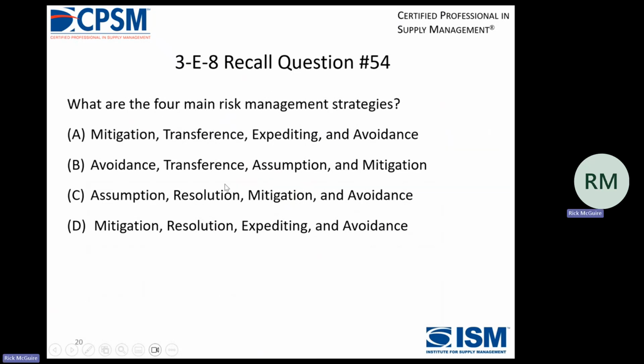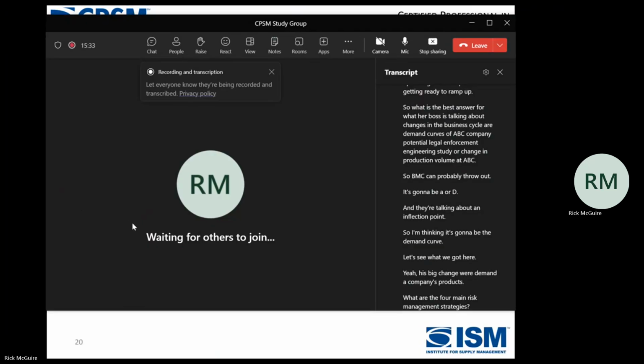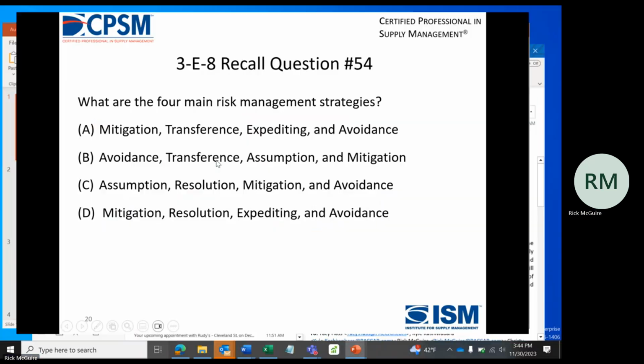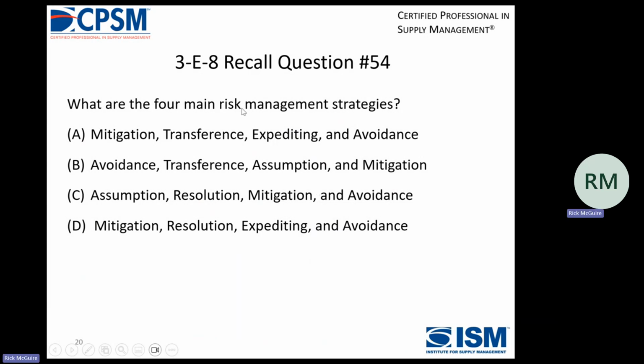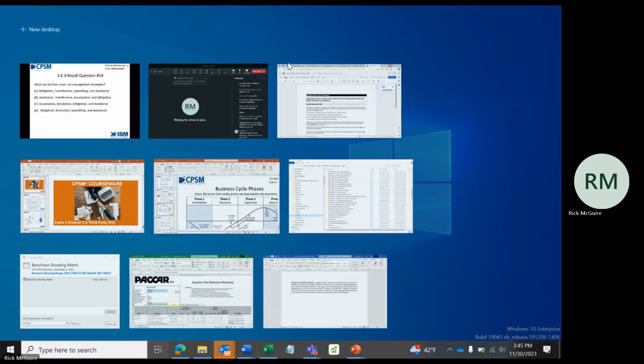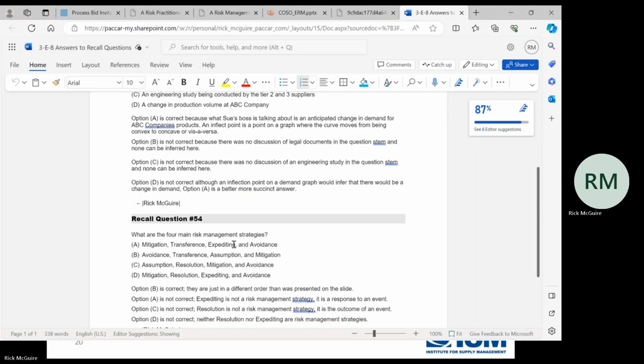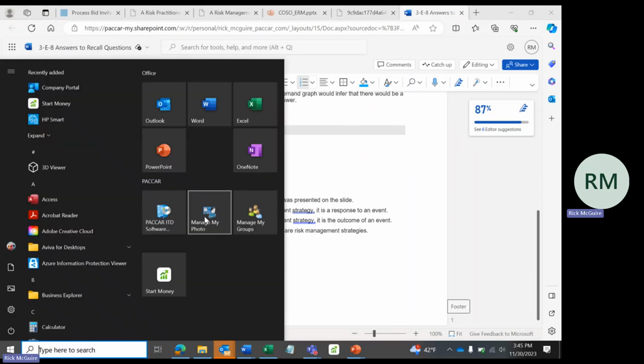What are the 4 main risk management strategies? Mitigation, transference, expediting. So expediting isn't one of them. Avoidance, transference, assumption, mitigation. That could be. Assumption, resolution isn't one. Mitigation, resolution. Yeah, I got resolution in both of them, so it's got to be B. B it is.